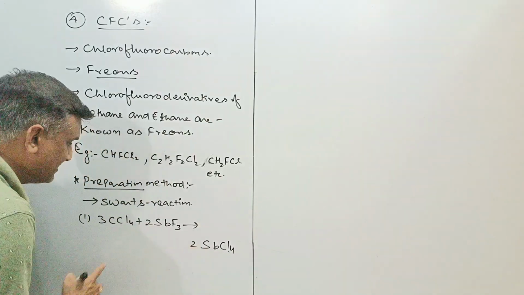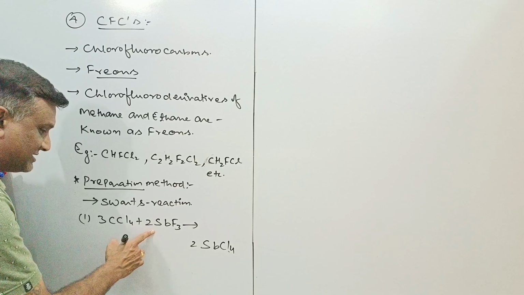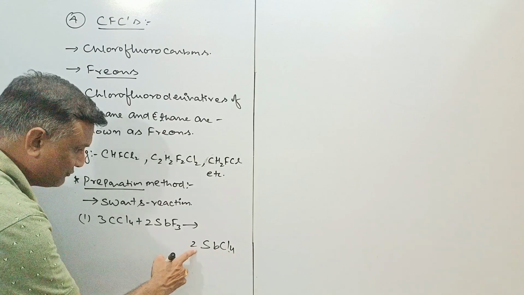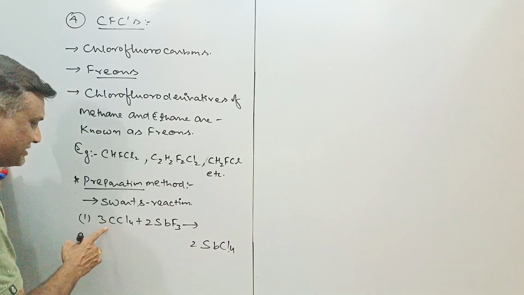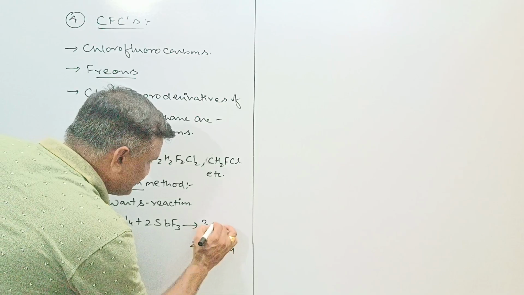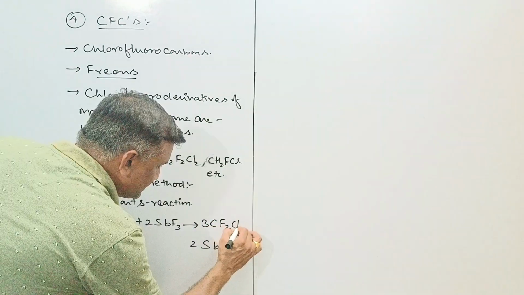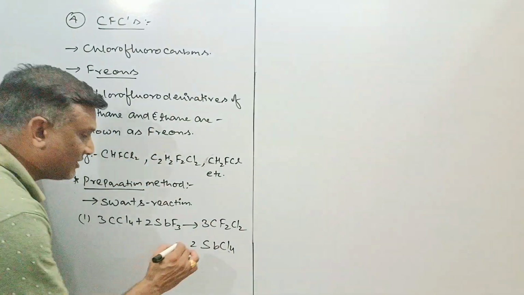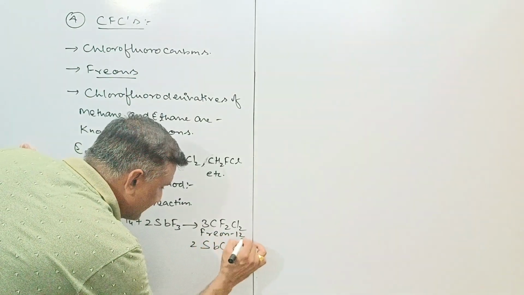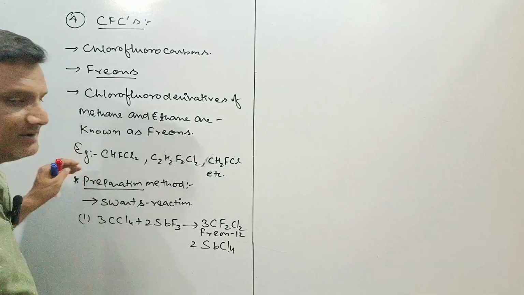Sb is balanced. Now we want to balance the carbon, chlorine and fluorine. Here 4 times 2 is 8 chlorine, and here 4 times 3 is 12 chlorine. So what will be the structure? Here will be 3 CF2Cl2. This is called the most common freon, freon 12. This is one of the preparation methods.